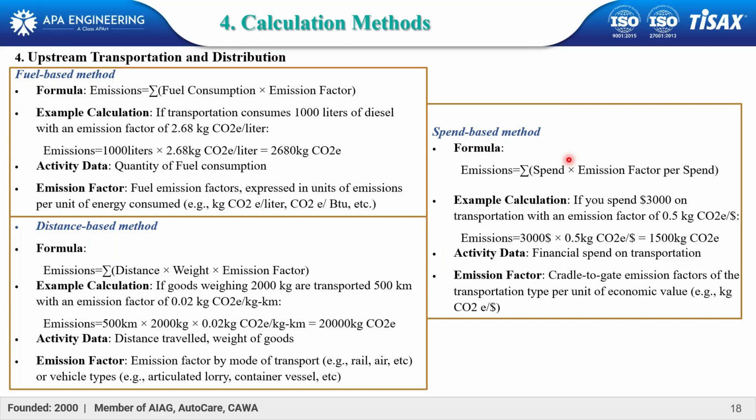So moving to upstream transportation and distribution. These also have three types of methods: fuel-based, distance-based, and spend-based. If your transportation consumes 1,000 liters of diesel with an emission factor of 2.68 kgs of carbon dioxide emitted per liter of the fuel, the summation would be the fuel consumption multiplied by the emission factor, which is 2,680 in this case. So the activity data required will be the quantity of the fuel consumed, and the emission factor is expressed in units of emission per energy consumed.